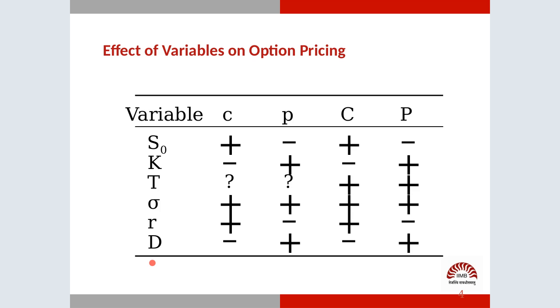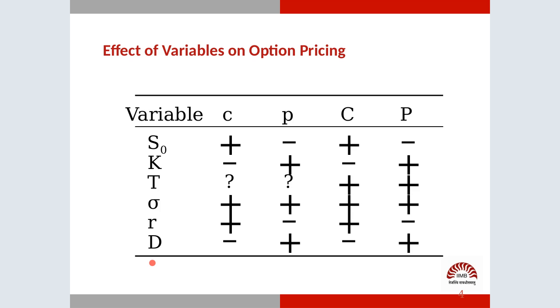What does this table show you? What this table shows you is that small c and small p are the European call and put prices. Capital C and capital P are the American call and put prices. If you change the spot price, so there are these 5 terms.